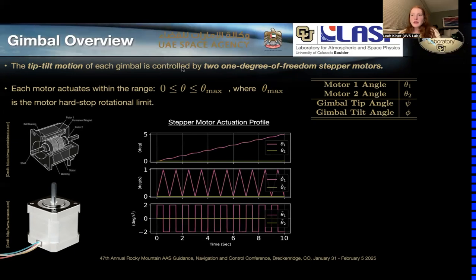And then finally, rather than modeling the electrical dynamics of these motors, we are instead modeling a bang-bang acceleration profile for the acceleration of each motor. And so this is just an example here where we're only actuating motor one. And so that bang-bang acceleration profile is seen in that bottom of the three figures. And then the corresponding motor rate and angle are in those plots above.